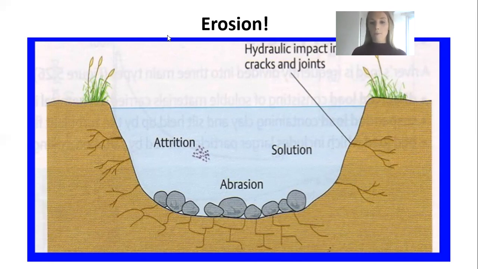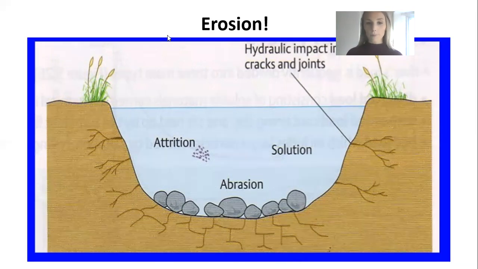Abrasion is that sandpapering, scouring effect of rocks and pebbles rolling along the riverbed. And solution is where there is a chemical reaction between the river water and the geology, the rock type in the area. Okay.